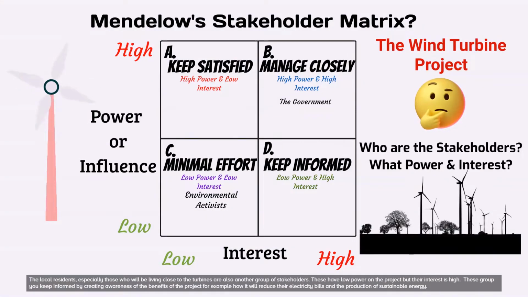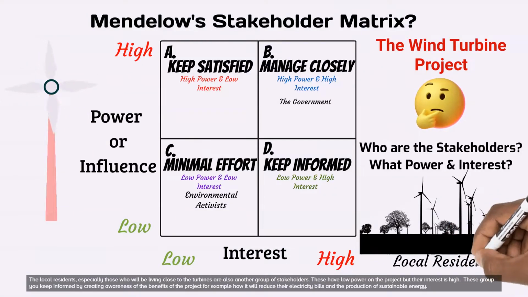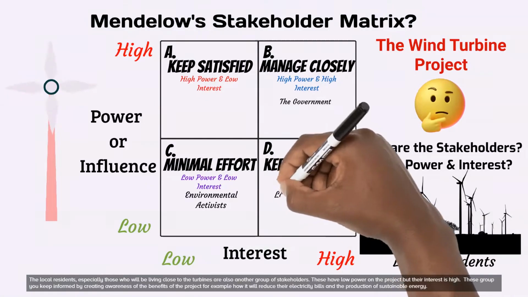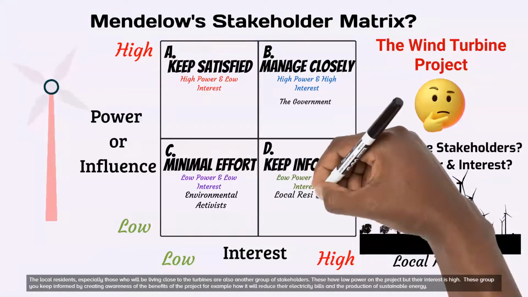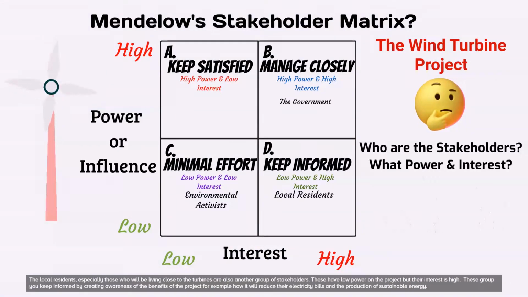The local residents, especially those who will be living close to the turbines, are also another group of stakeholders. These have low power on the project, but their interest is high. These groups you keep informed by creating awareness of the benefits of the project, for example, how it will reduce their electricity bills and the production of sustainable energy.